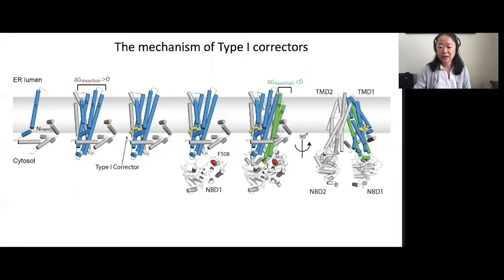The Cftr folding is a highly cooperative process. Stabilizing TMD1 would ultimately increase the overall probability of forming a fully assembled structure and thereby allosterically rescue many different mutations, some of them like delta 508 that are located in completely different parts of the protein.